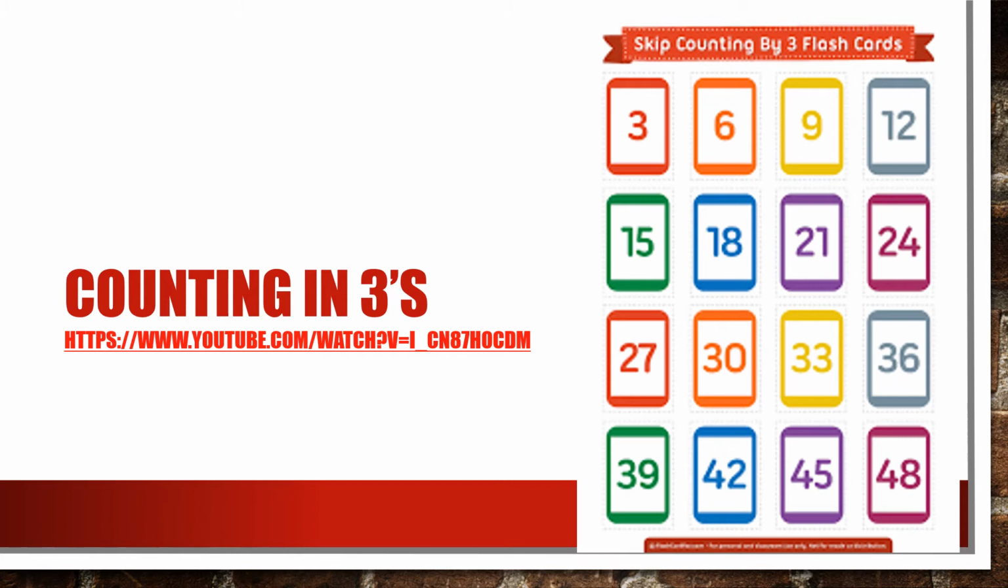Okay, student. So these are the number flashcards on the screen. So if I count in 3's, there will be 3, 6, 9, 12, 15, 18, 21, 24, 27, 30, 33, 36. Can you see here? We are just taking every third number on the number chart. These are the constant steps which we will be following throughout the lesson.